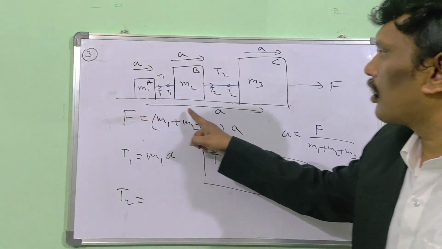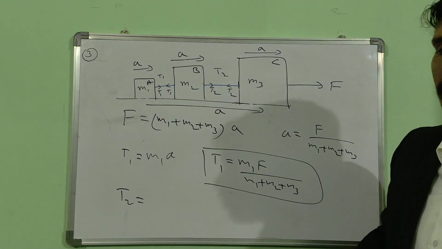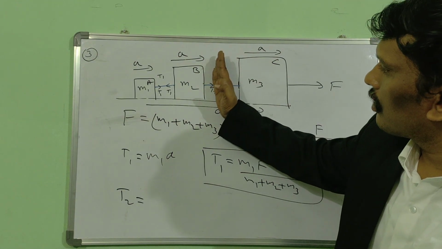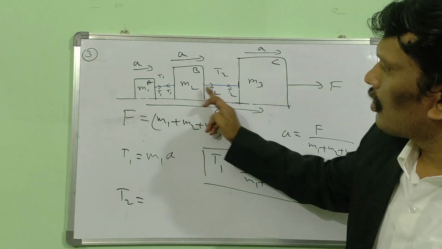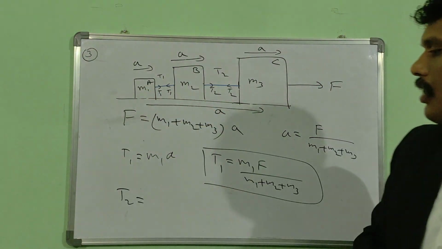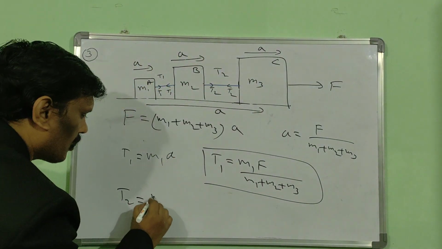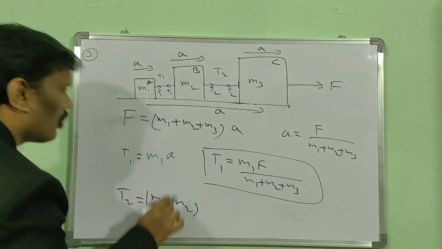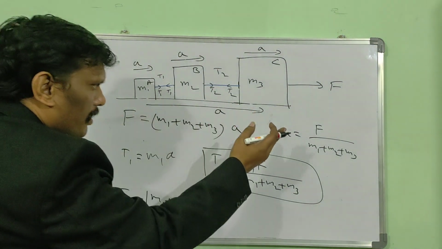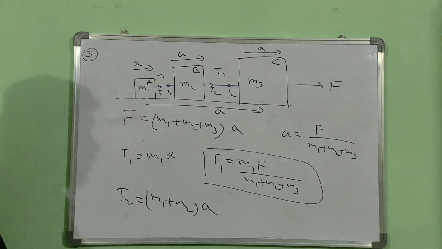Then what is the total force acting on this system M1 and M2? Only T2. Observe here. T2 is pulling. I need to calculate T2. T2 is pulling two masses, M1 and M2. That's why T2 means T2 pulling two masses, that is M1 plus M2 into acceleration. Everything is moving with the same acceleration A. The system is moving with the same acceleration A, and the combined mass M1 and M2 is also moving with the same acceleration A, no doubt at all.